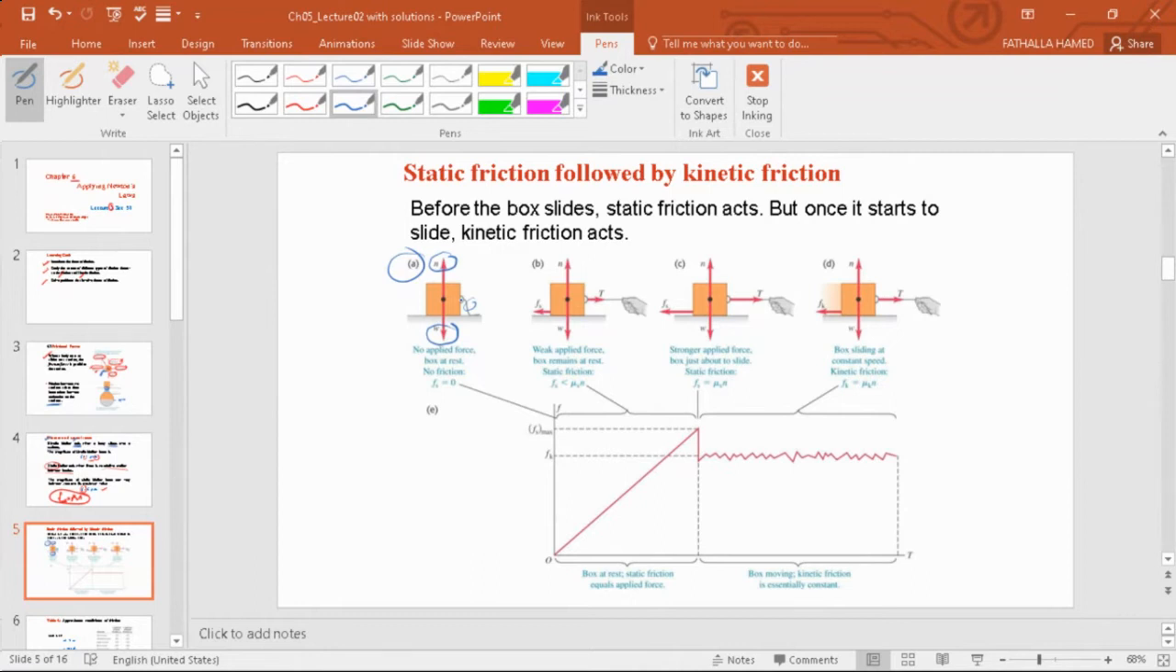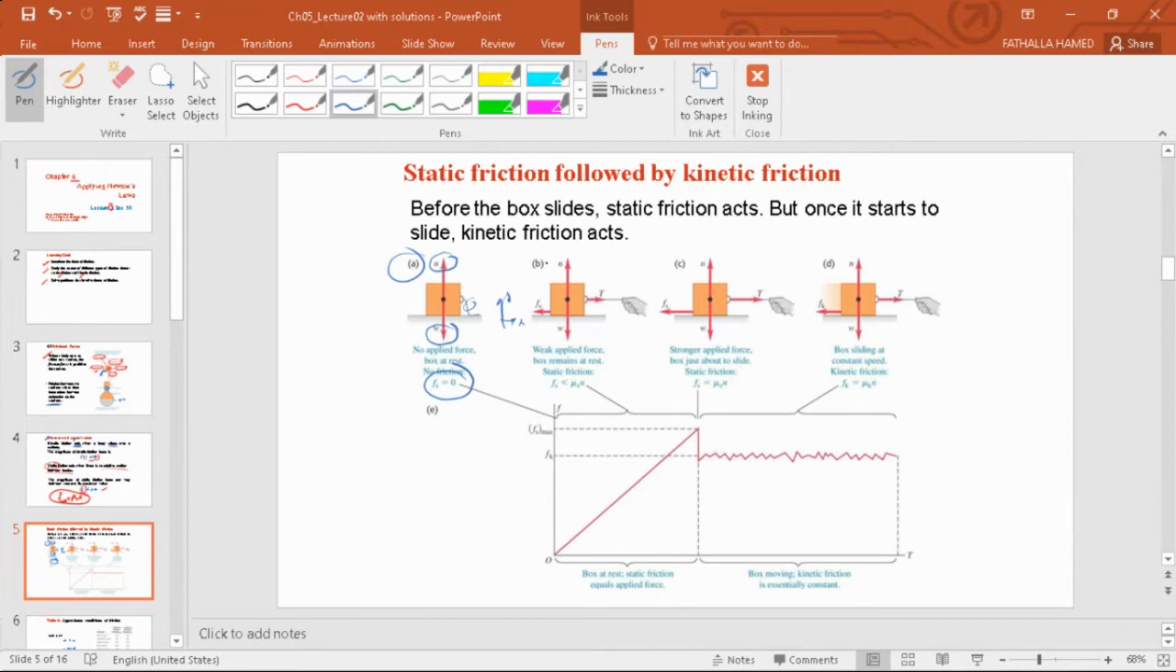So we ask what keeps the object resting here. If we choose this to be the x-axis and this the y-axis, then the frictional force in this case is equal to 0. We cannot say that there is a friction keeping this object from moving, because we are not applying any force.